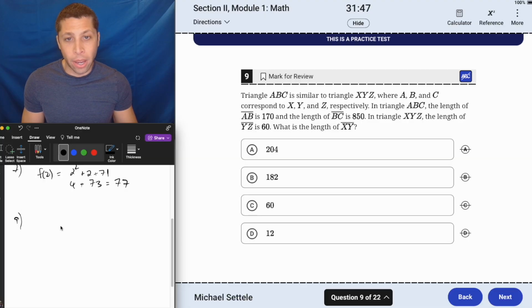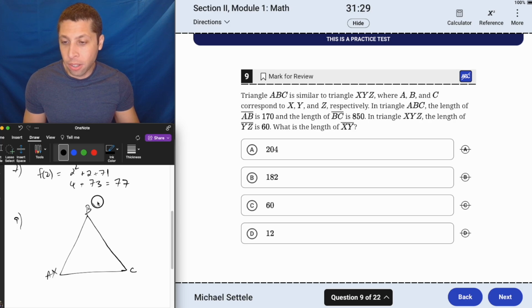I always draw these out. Okay, so ABC is similar. Are there any right angles anywhere? No. Okay, so we've got ABC, A, B, C. How do I want to do this? I think I'm going to do it this way. X, Y, Z. I'm going to put them on the same picture.